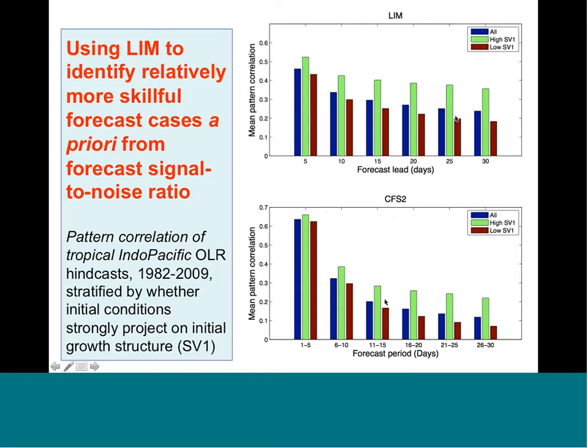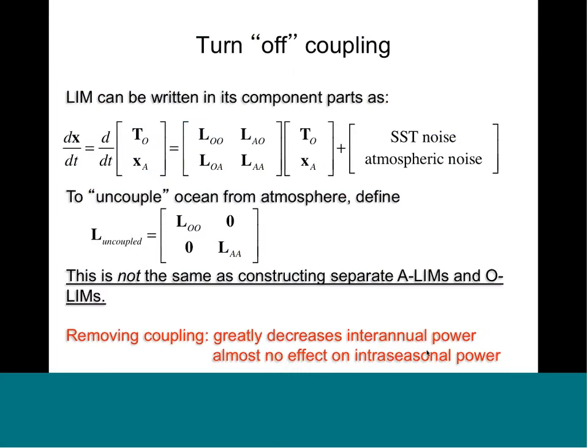And you see that even with the CFS2, even though overall the skill is less, we're still picking out those cases which are more skillful from those which are less. So this gives us a way of identifying, a priori, what initial conditions might lead to a more skillful forecast. It's a fairly simple idea: the growth of the anomaly, this amplification that one can identify in the LIM, is what's giving rise to this greater skill. So we can go a little further.